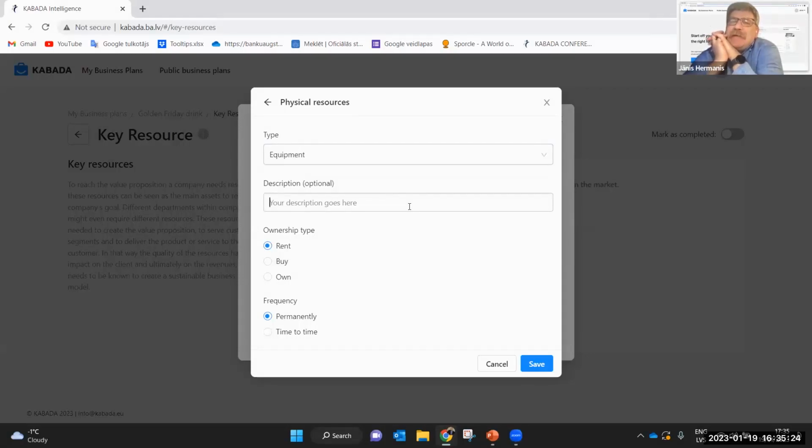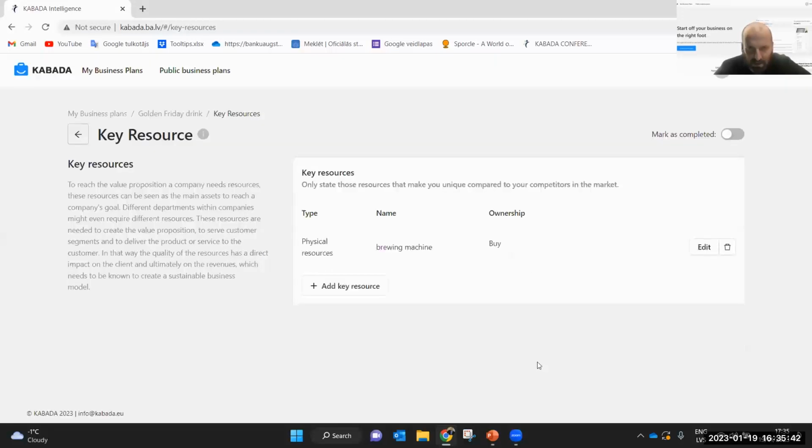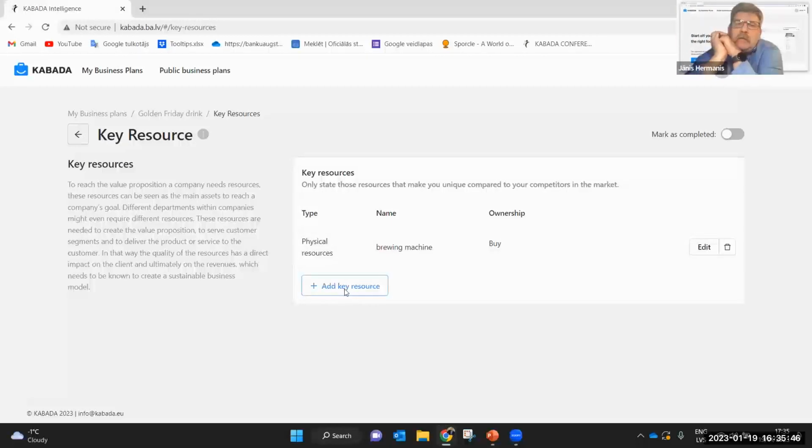Some brewing equipment. I'm not willing to specify at the moment. Let's call it brewing machine. I don't know what it is, but perhaps, yeah, it could be. Okay, will we have it? Will we buy it? No, I don't have it. I'm going to buy. Okay, let's take it as a buy. Okay, good. We can save it. One more, let's add one more.